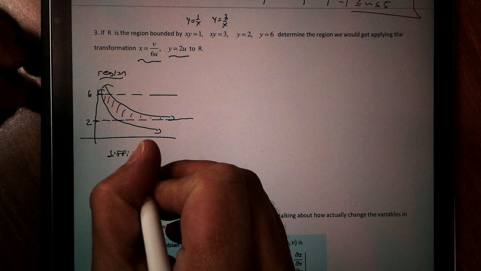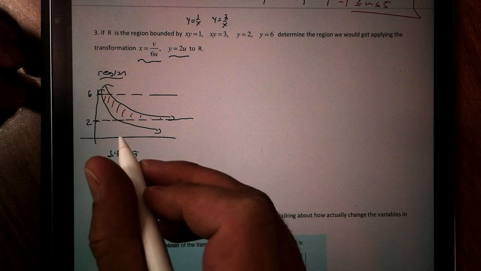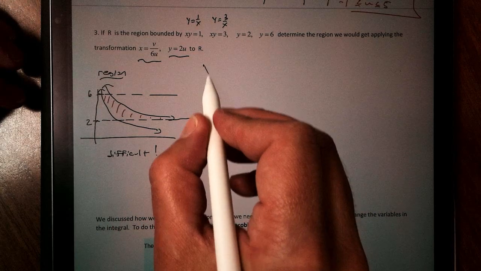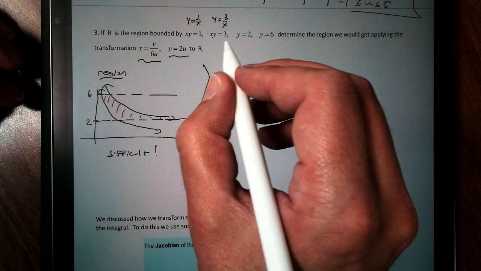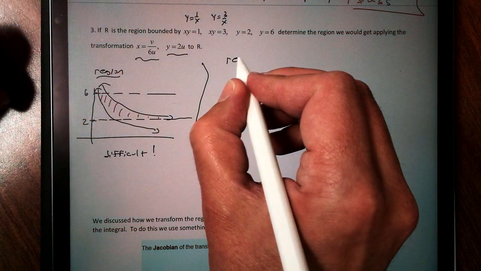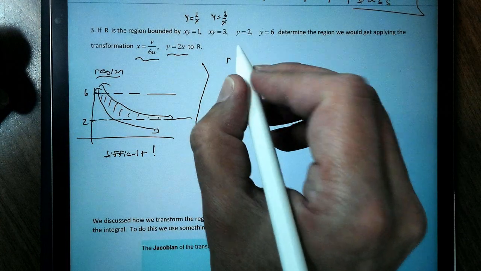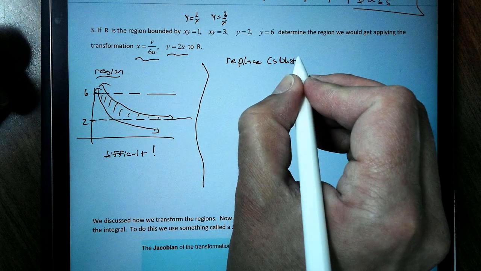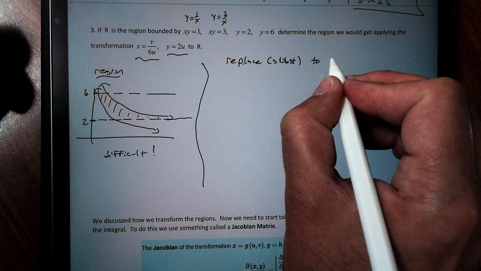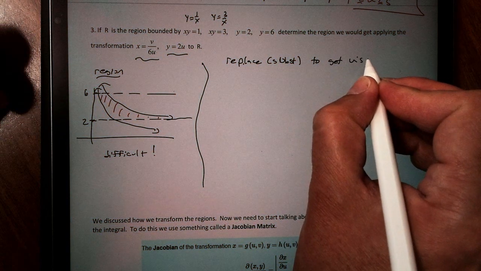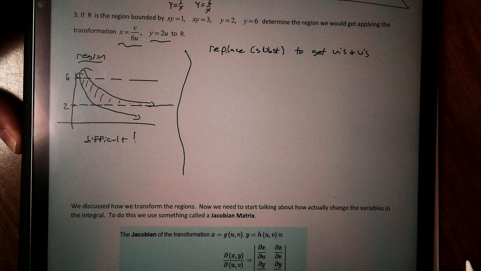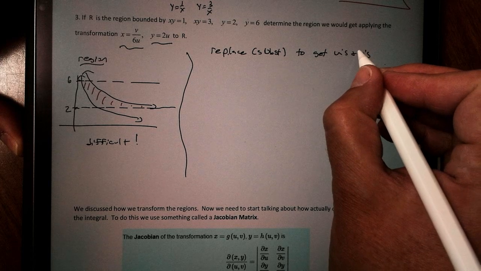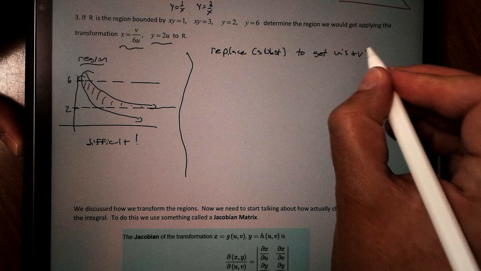I can't spell difficult today. There we go. This is difficult. So let's see what our transformations would do. Remember, when we replace, we are substituting. We're going to substitute to get u's and v's here. So we want to get rid of the x's and y's and make them u's and v's. I get complaints that my v sometimes looks like u, so let me draw a better v right there.